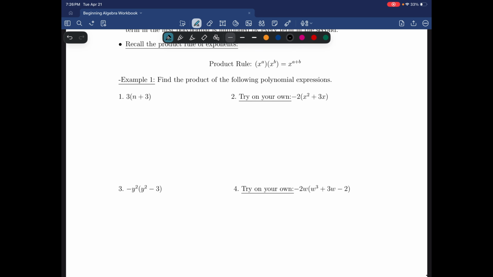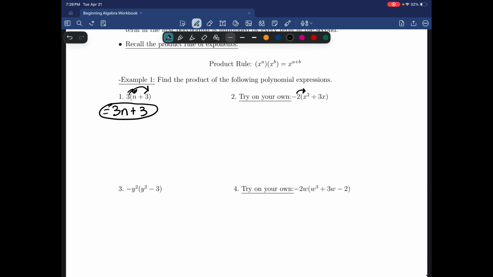Looking at example 1, we have 3 times the quantity n plus 3. And we've actually seen this before. We've already done things like this, where we distribute in that 3, and then when we do that, we just get 3n plus 3. And that's your final answer. Taking a look at example number 2, I encourage you to pause the video and try this on your own. And assuming you have given it a go, let's go through it.